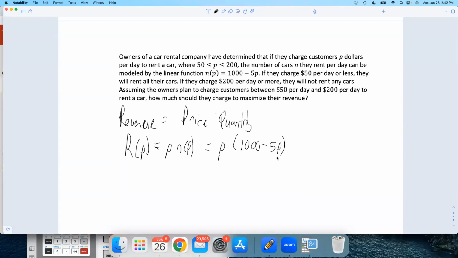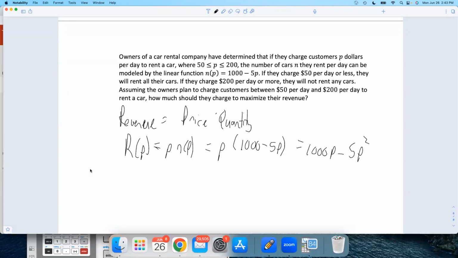So revenue is how much money you bring in. So imagine you're selling lemonade and you sell 200 cups of lemonade at $1 each. You've made yourself $200. Price times quantity. We're just letting price be our independent variable here. Okay, so if we clean that up, that would be 1,000P minus 5P squared.